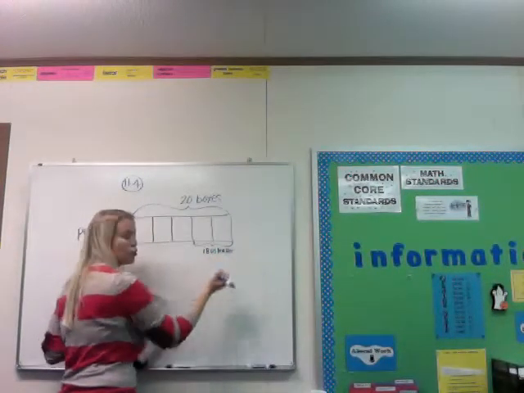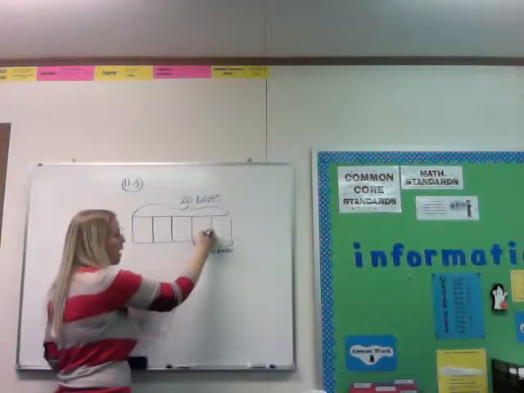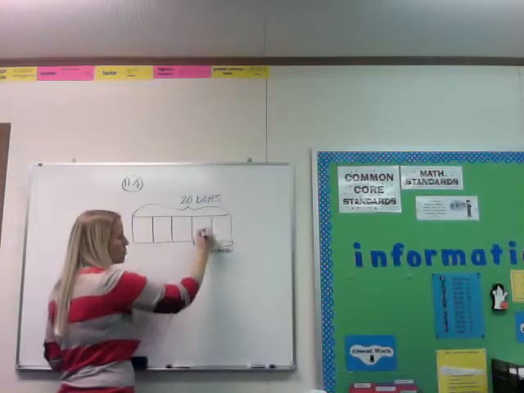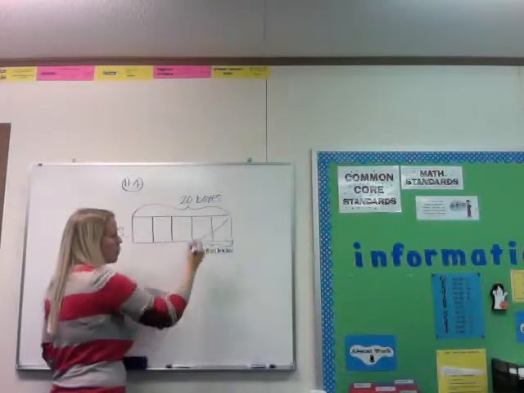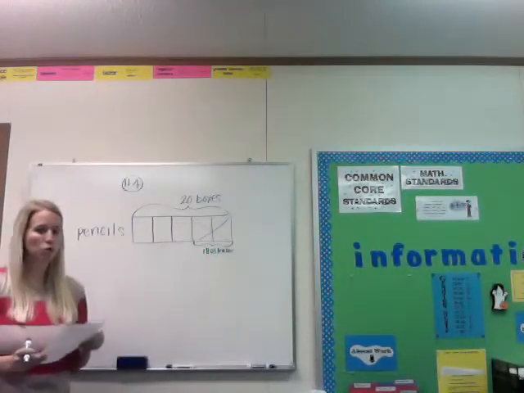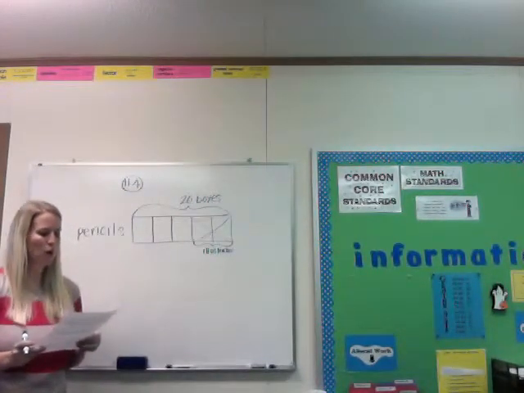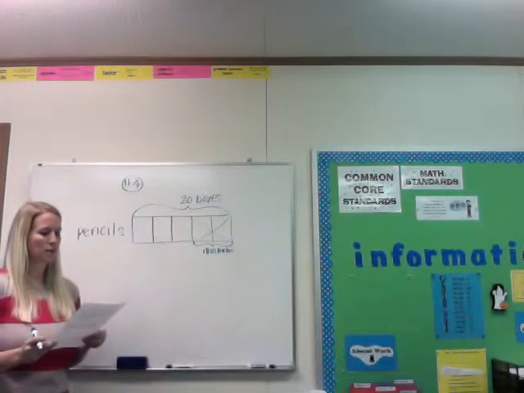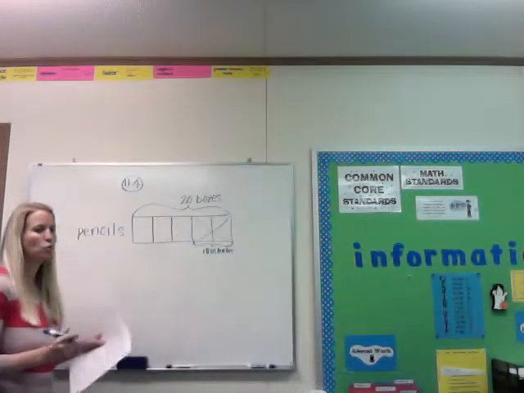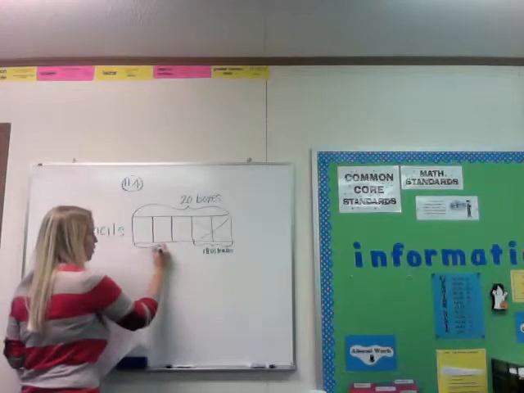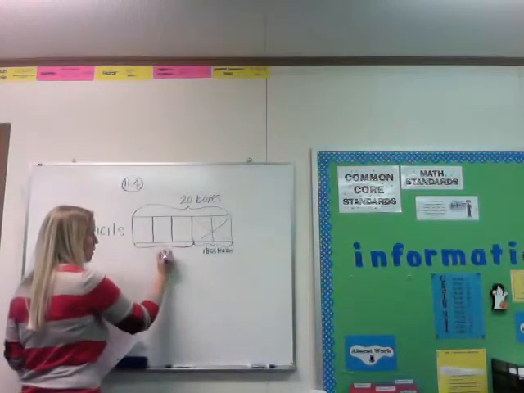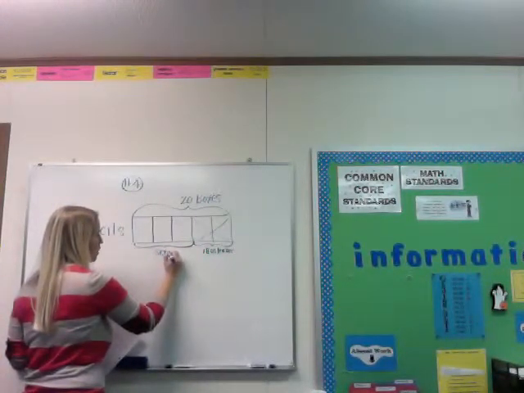Now there's other ways you could do this too. You could write an I in here. You could cross them off. I still might cross them off so I know that they're gone. It's up to you how you want to represent it. Then it says the remaining boxes of pencils were sold to a local school. So these are going to go to a school.